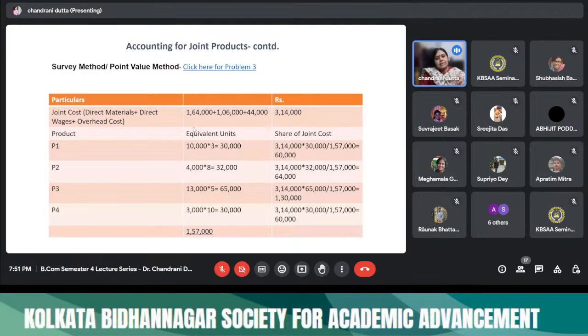Equivalent units is the product of the output and the point. Okay, so if P1's point is, for example, 3, then P1's equivalent units will be 10,000 units, which is the production, into 3, that is 30,000. Then in the ratio of these equivalent units I will share and distribute the joint cost. The points will be given, the units will be given, you have to calculate equivalent units and thereby you will share the joint cost.